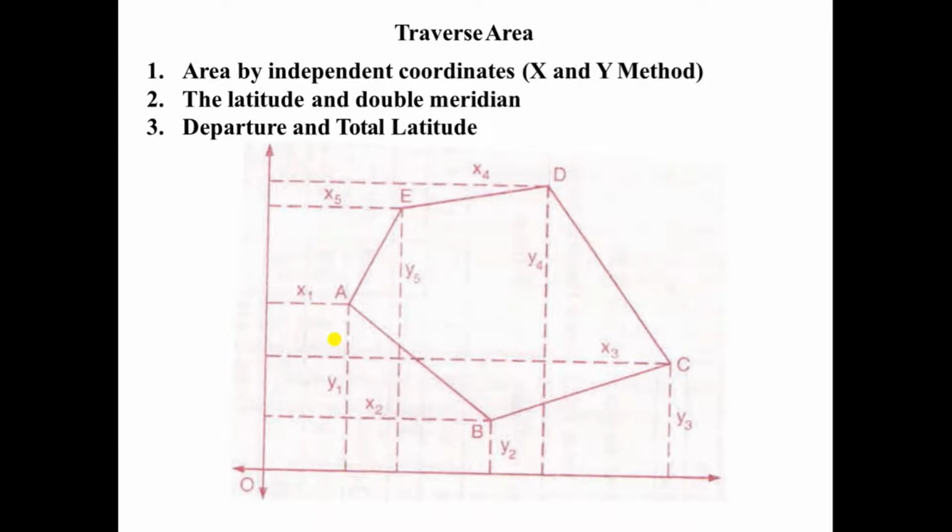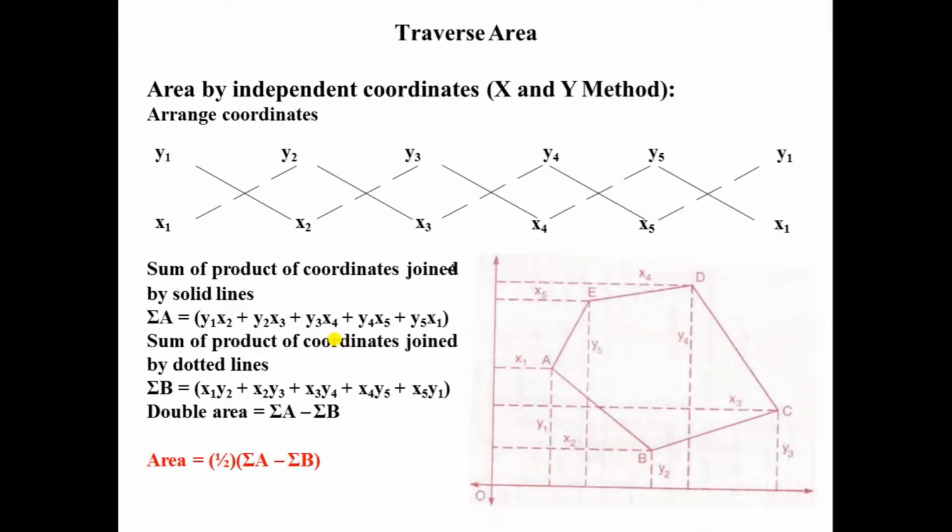Now we are moving to the traverse area. We have seen previously how we can correct our coordinates. Now we will see how we can calculate the area using the independent coordinates, and latitude and double meridian distance, and departure and total latitude. As per the independent coordinate method, also called the XY method, we can calculate the area from the independent coordinates.